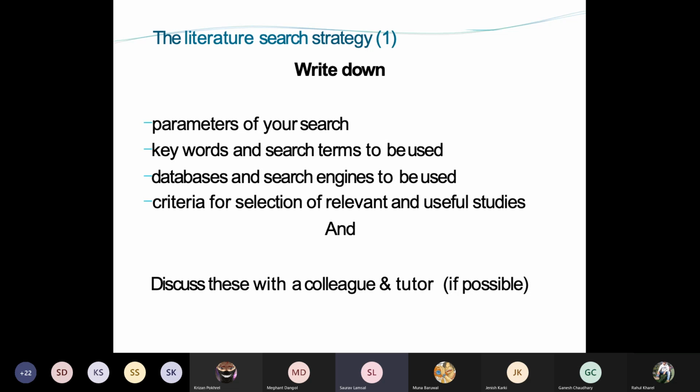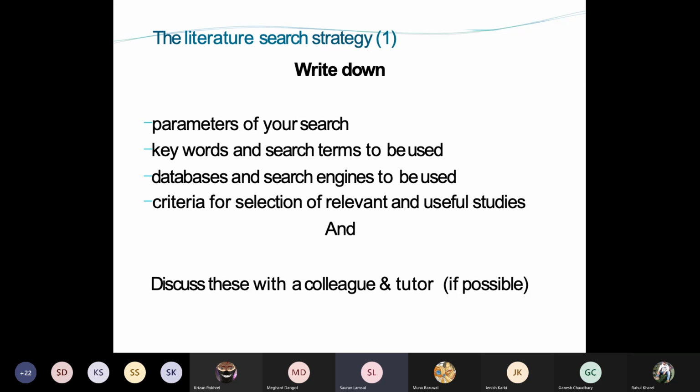Databases and search engines are to be used. Then the criteria for selection of relevant and useful studies, and you need to discuss this with your colleague and tutor if possible. That is before the collection of the literature. So how can you collect the relevant literature? Once you collect it, you again have to review that relevant literature based on different criteria. You need to be clear on that part.